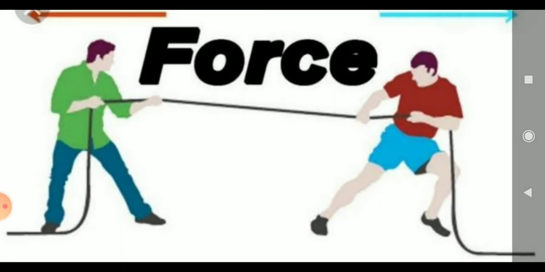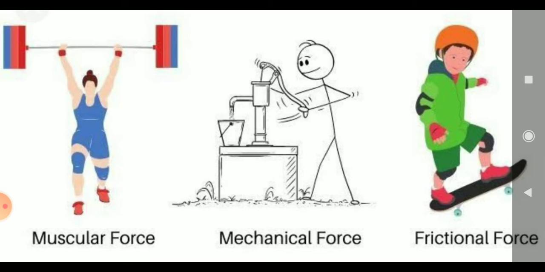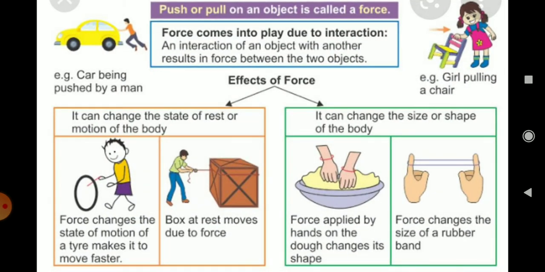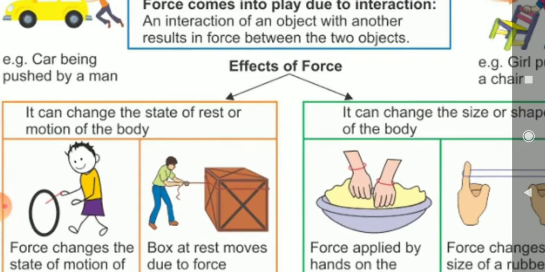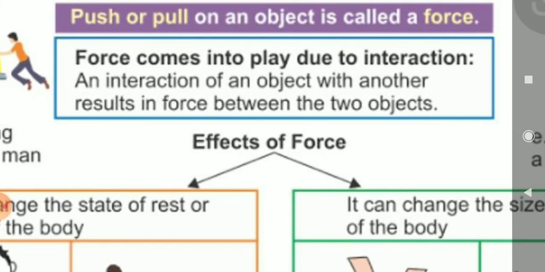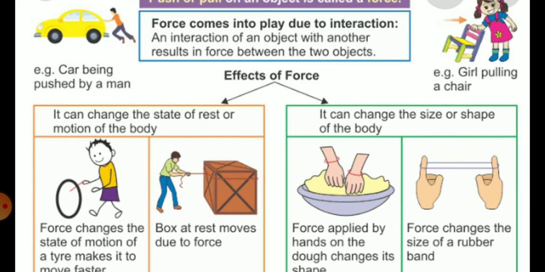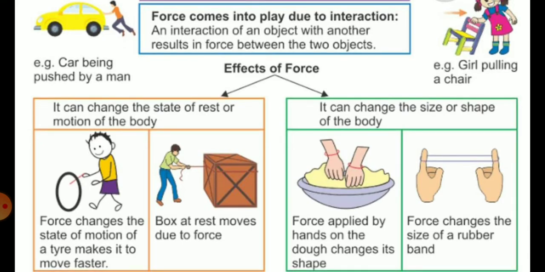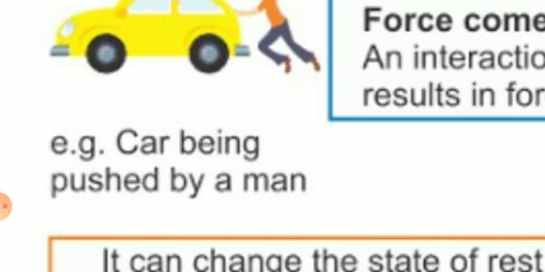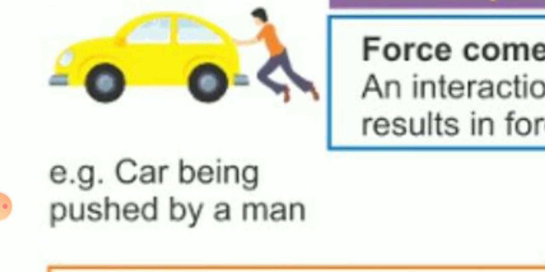Now we will study about force. There are many types of force. So what do you understand by force? Force on an object is basically the push or pull. Okay, so push or pull of an object is called a force. It comes when two objects interact and a force results from it. What are the effects of force? It can change the state of rest or motion of a body. Like here you can see that a car is being pushed by a man.